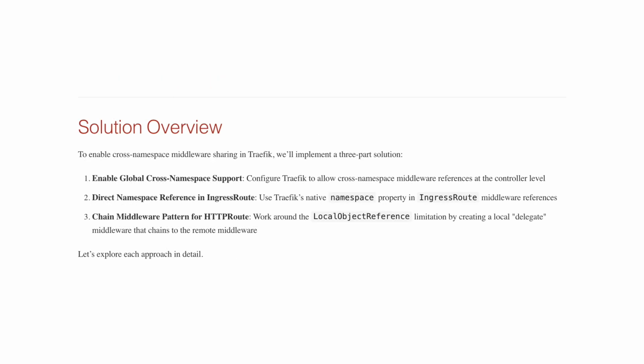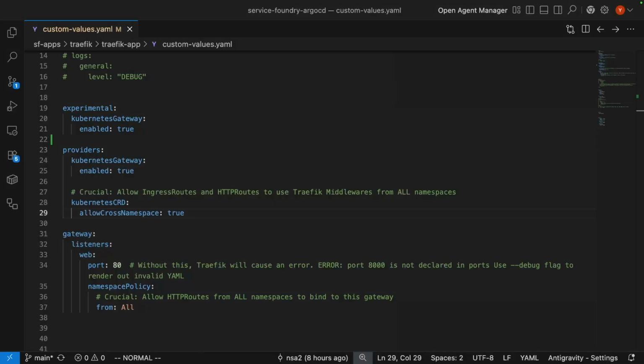Here is our 3-step solution to solve this elegantly. First, we'll configure Traefik globally to allow cross-namespace references. Second, for legacy IngressRoute resources, we'll use direct namespace references. And third, for the standard HTTPRoute, we'll implement a delegate middleware using Traefik's chain feature to bridge the gap. Let's start with the global configuration.